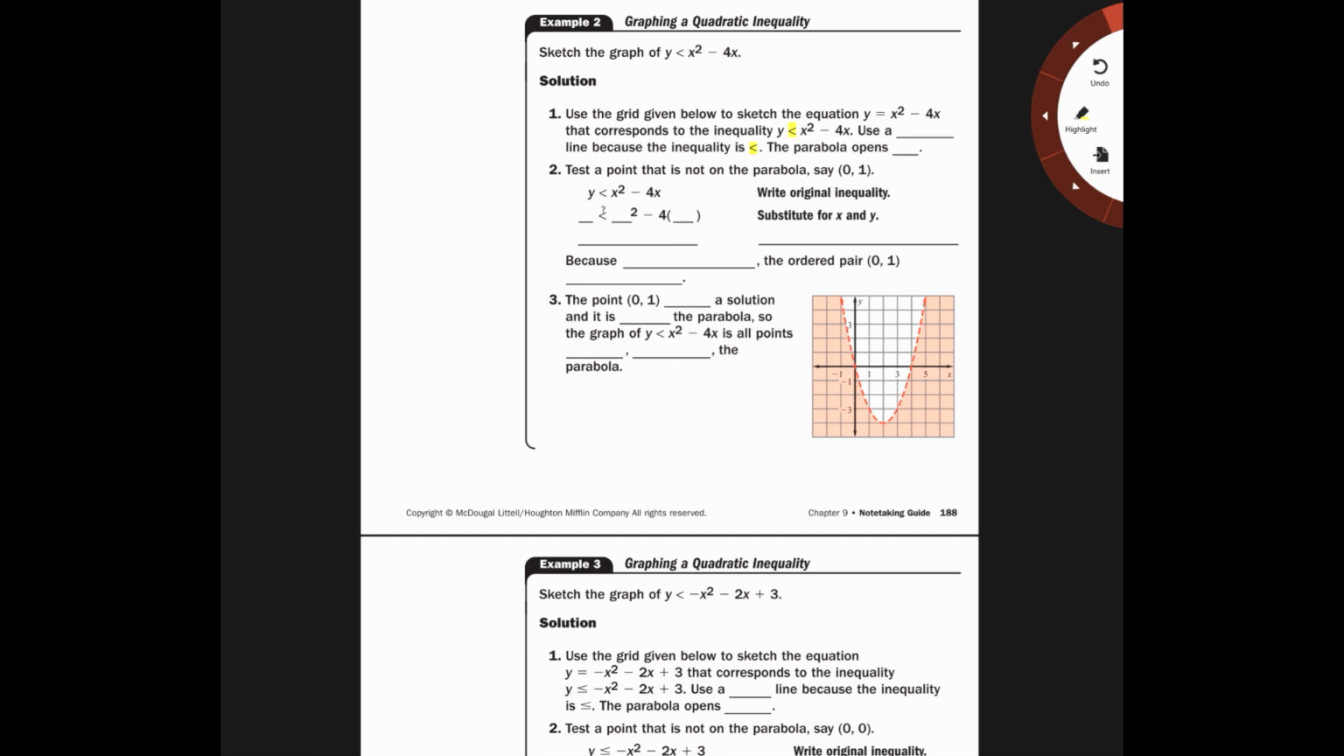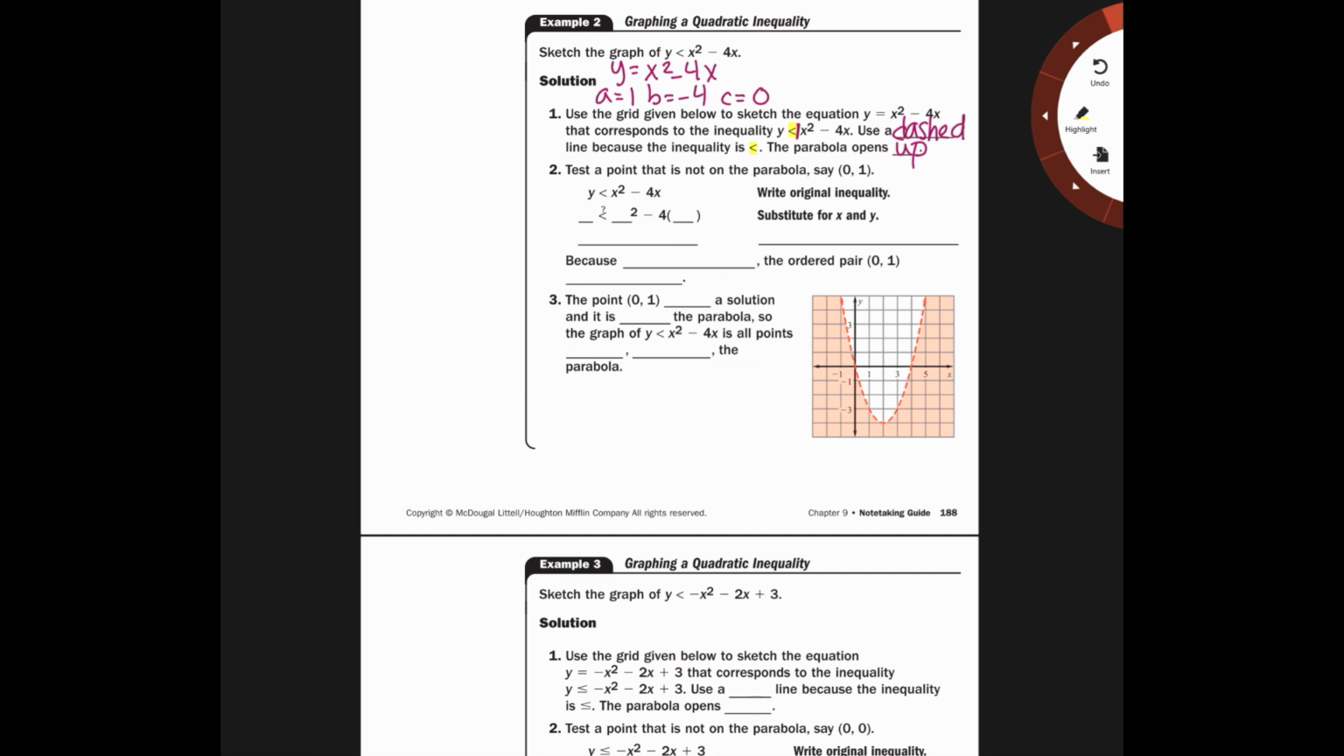Okay. So we know that it is a y is less than. So we need to use a dashed line while we're graphing. And we also know, because this is a 1 here and that's positive, our parabola is going to open up. So now we just need to graph y is equal to x squared minus 4x. I can see that I have an a of 1, a b of negative 4, and a c of 0.